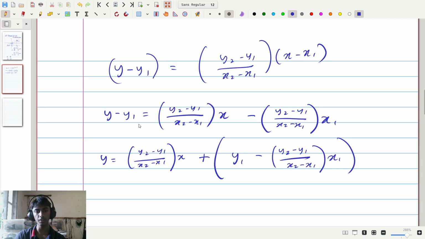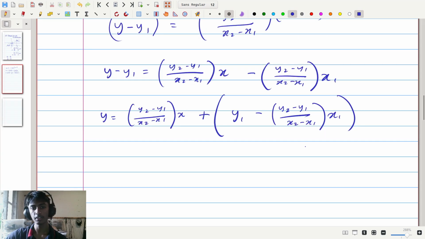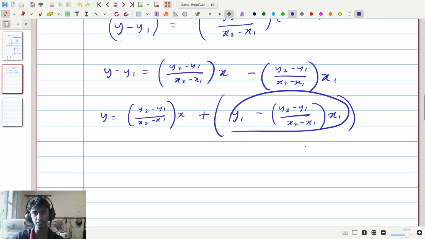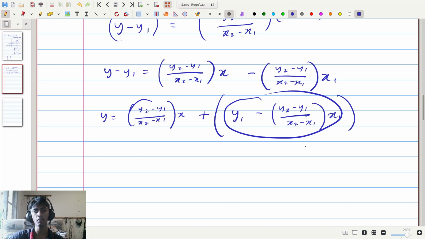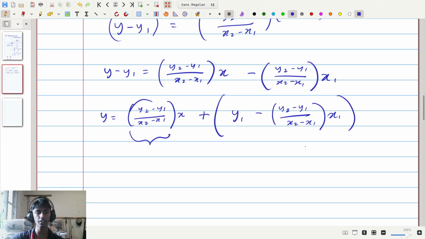And here we consider this value inside of this bracket and this value inside of this bracket. Since y2, y1, x2 and x1 are all constants, this is just some kind of constant. Same with this thing: y1 minus this whole thing times x1 is itself also a constant. We name this constant here as m.